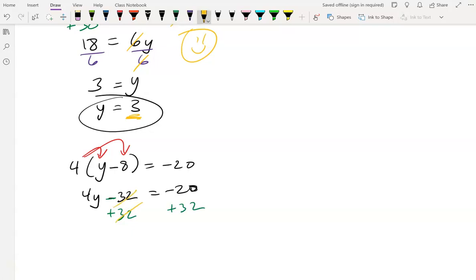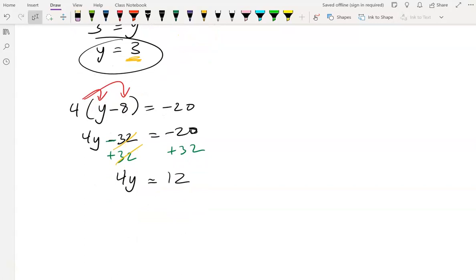When I do that, these two on this side cancel each other out, and I am left with 4y equals negative 20 plus 32. I have more positives than negatives, so it's going to be positive. 32 minus 20 is 12. 4y equals 12. And now I'm going to undo the multiplication I see here. 4 times y, divide by 4, divide by 4. These two 4's do cancel each other out, and I am left with y equals 12 divided by 4, which is 3.